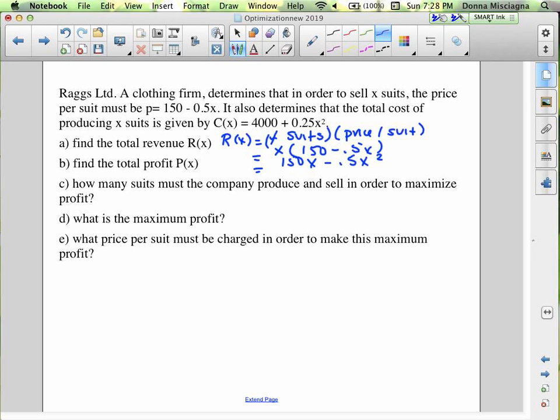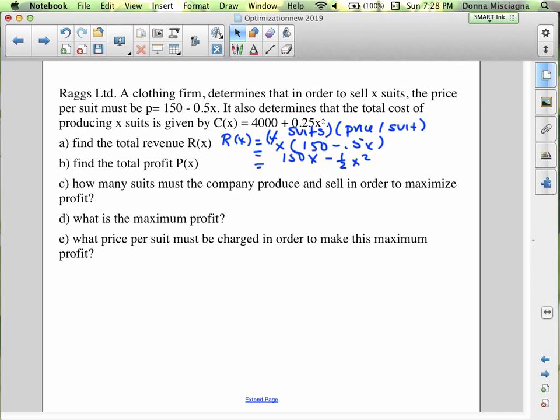Actually, I'm going to make that 1/2. I'd rather deal with the 1/2. It's easier for me when I have to multiply. So 150x minus 1/2 x squared. That would be the total revenue. The total profit, I'm going to switch colors. Let me move those equal signs up just a little bit. I think you can read that okay.